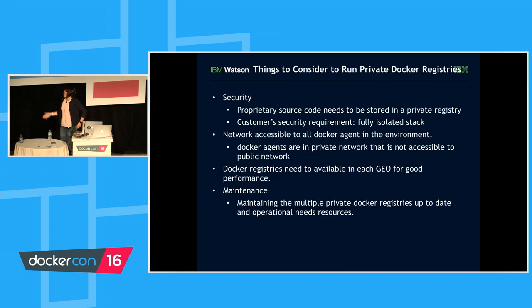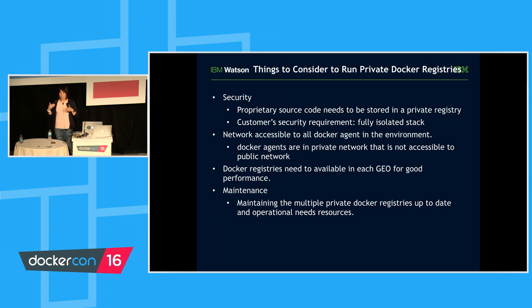So some of the experience that we have seen in terms of why we're running so many Docker registries in our environment: essentially, it's proprietary source code that we have. We cannot put that in the Docker public registry. And also, there's the security requirement our customers have, that they need a fully isolated stack. So based on our experience, I think in the production environment it's basically not possible to use the public Docker registry. And also because of network accessibility, like I just said, that whole full stack is running in a private network. Only the DataPower, that top layer, has a public address and can access the public network.